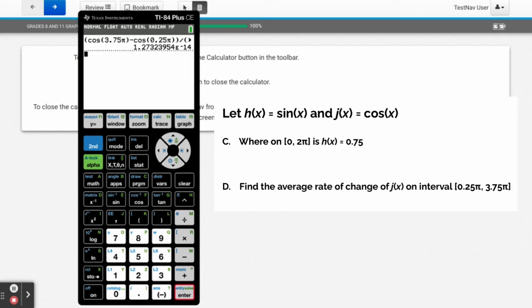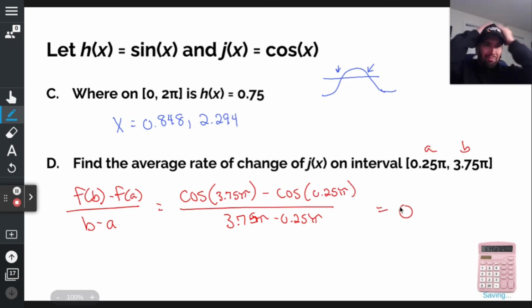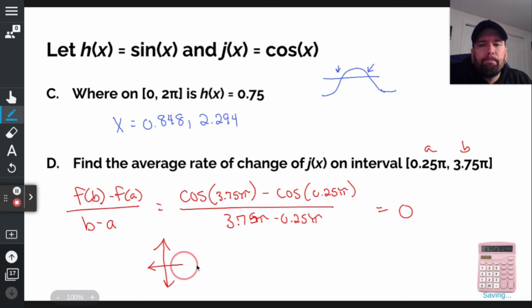Well, 0. Now I get 0. And if you're like, that's not 0, e to the negative 14 is 0. So let's write that out, and let's go back to our Google side and see if we can figure out why we got 0. Why? Well, here's the thing. Cosine looks like this. And we're going all the way out to 4 pi. So let's go all the way out to 4 pi.